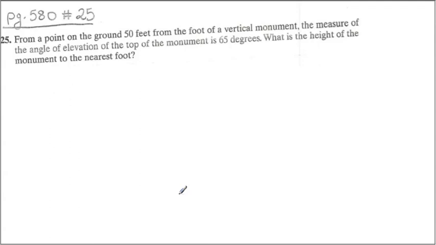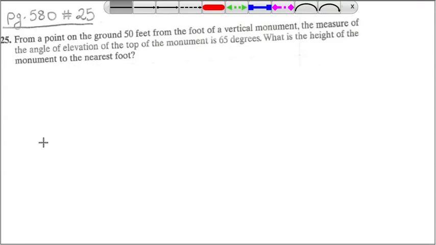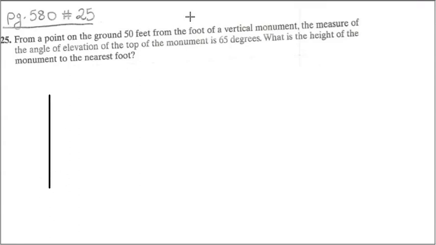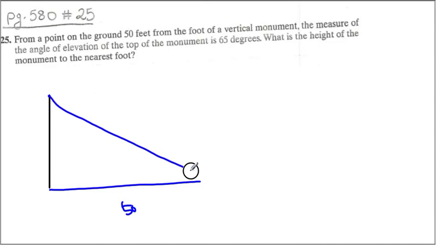Alright, so let's look into this question. From a point on the ground 50 feet from the foot of a vertical monument, so we have something that's vertical. So we have something that's 50 feet apart. The measure of the angle of elevation to the top of the monument is 65 degrees. So that's 65 degrees. What is the height of the monument to the nearest foot?